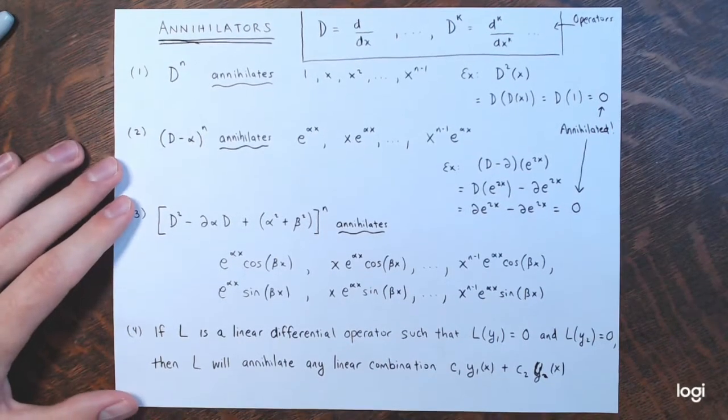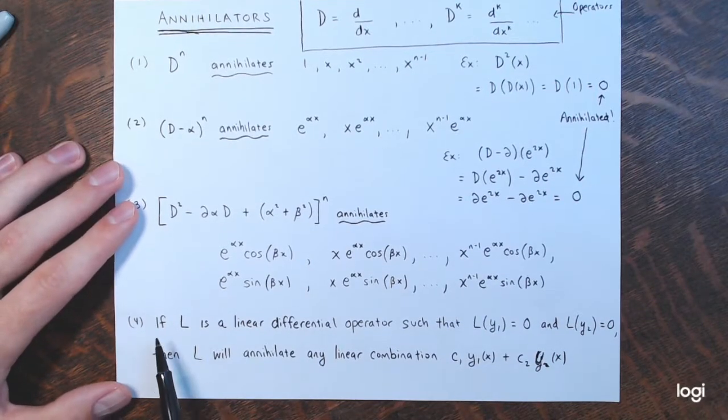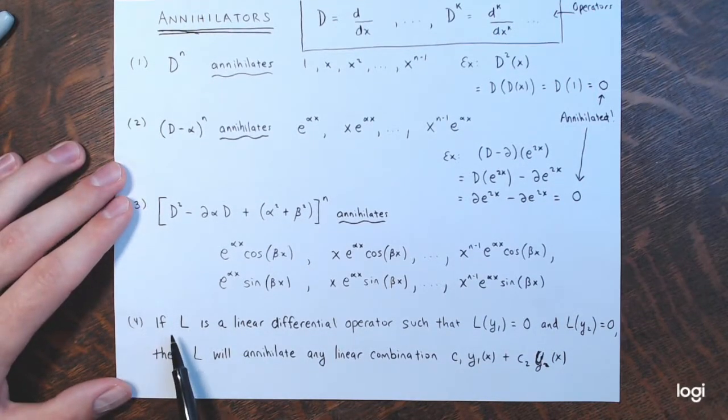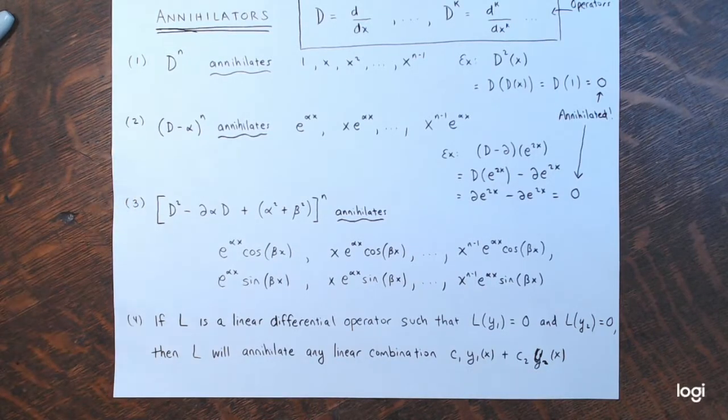All right, then a couple rules that'll be useful in the examples I have. Number 4 here. If L is some linear differential operator that annihilates y1 and y2, then that same operator L will annihilate any linear combination of y1 and y2. Right, so some constant times y1 plus some constant times y2.